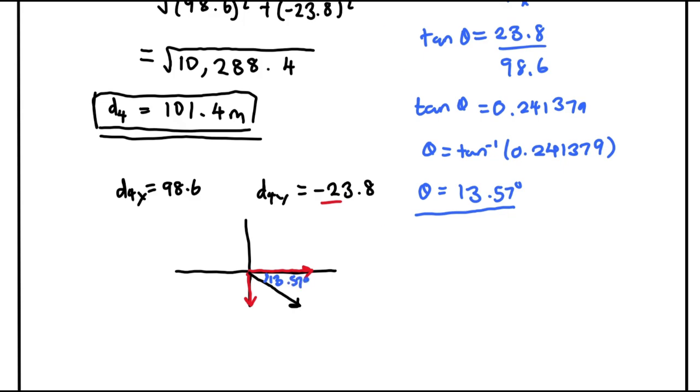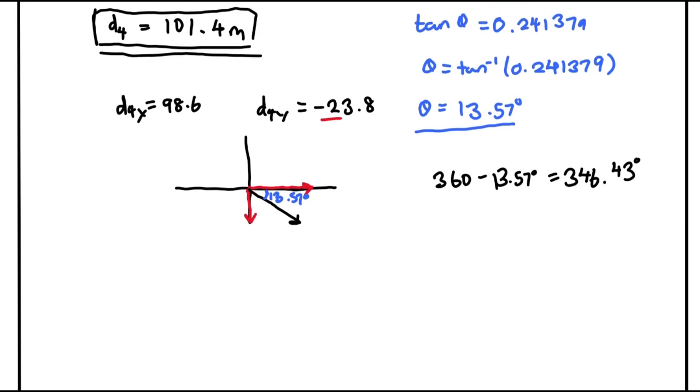So if you want to report this angle with relation to the positive x-axis, we have to say from the positive x-axis going all the way up to there, that's 360 minus 13.57 degrees, which gives us 346.43 degrees.